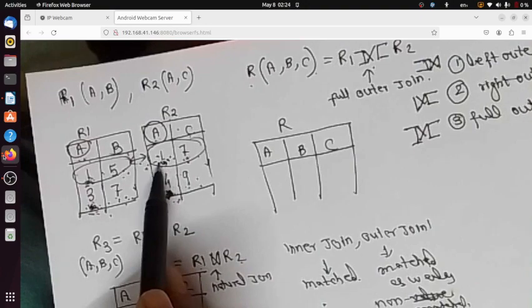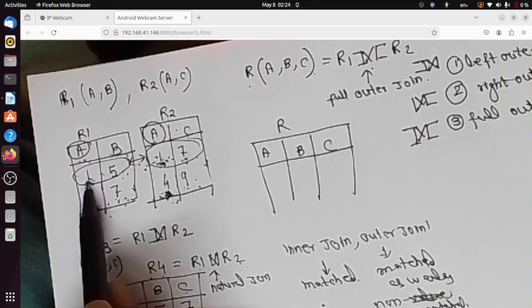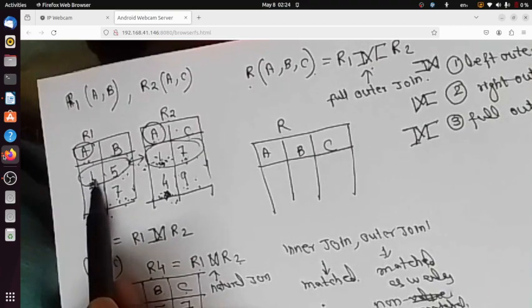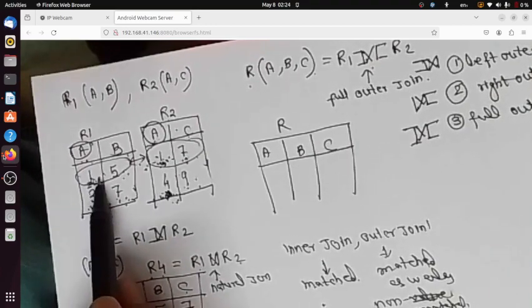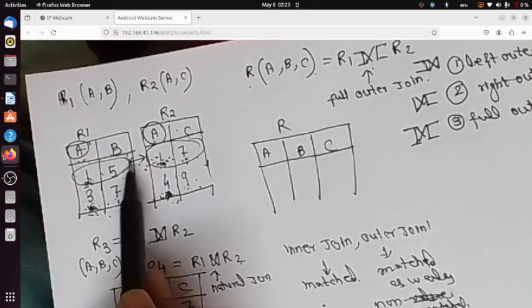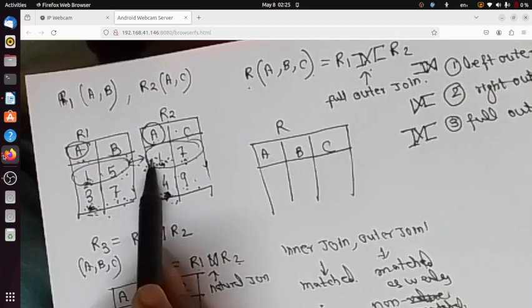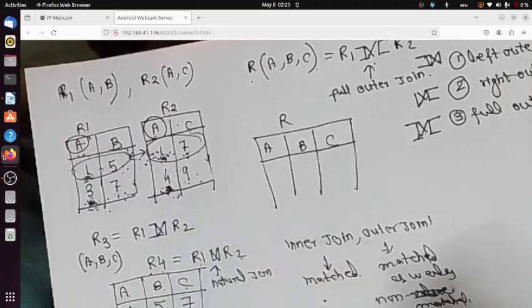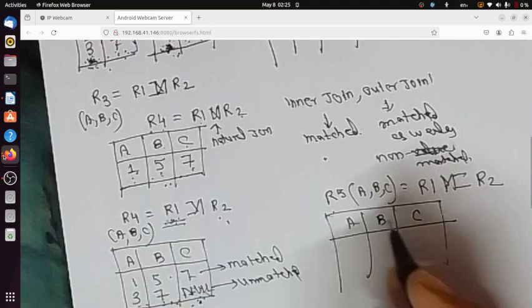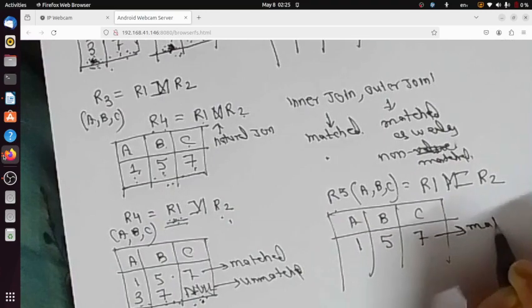So common column A has value 1, and in R1 there is also a record 1, 5 where the value for column A is 1. So these two records are matched, so these two records will come here. These matched records will become, in the output relation, 1, 5, 7, which is a matched record.